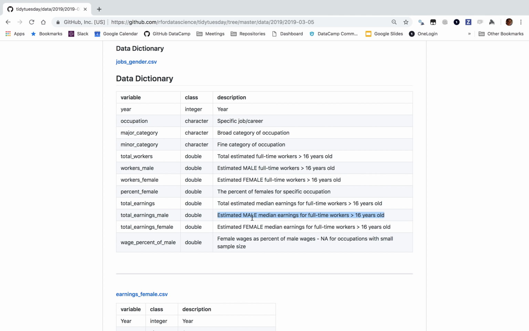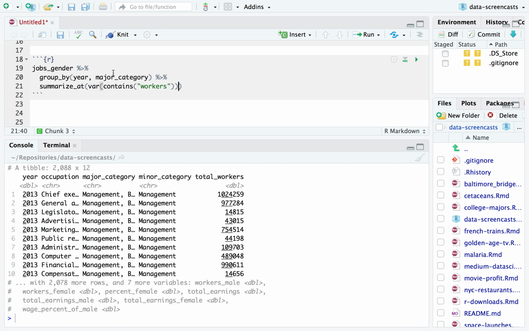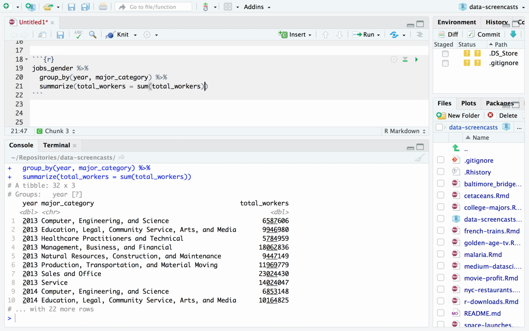Okay. I'm going to return to this in a second. No, I'll stick to this view. Okay, what I'm going to do is say total workers are the sum of the total workers. I'm doing this by group, by year and major category. So in 2013, there were 6.5 million people in the computer engineering science category, and 14 million people in the service category. Okay, total male. Is it total workers male? Is it the sum of workers male, workers female?